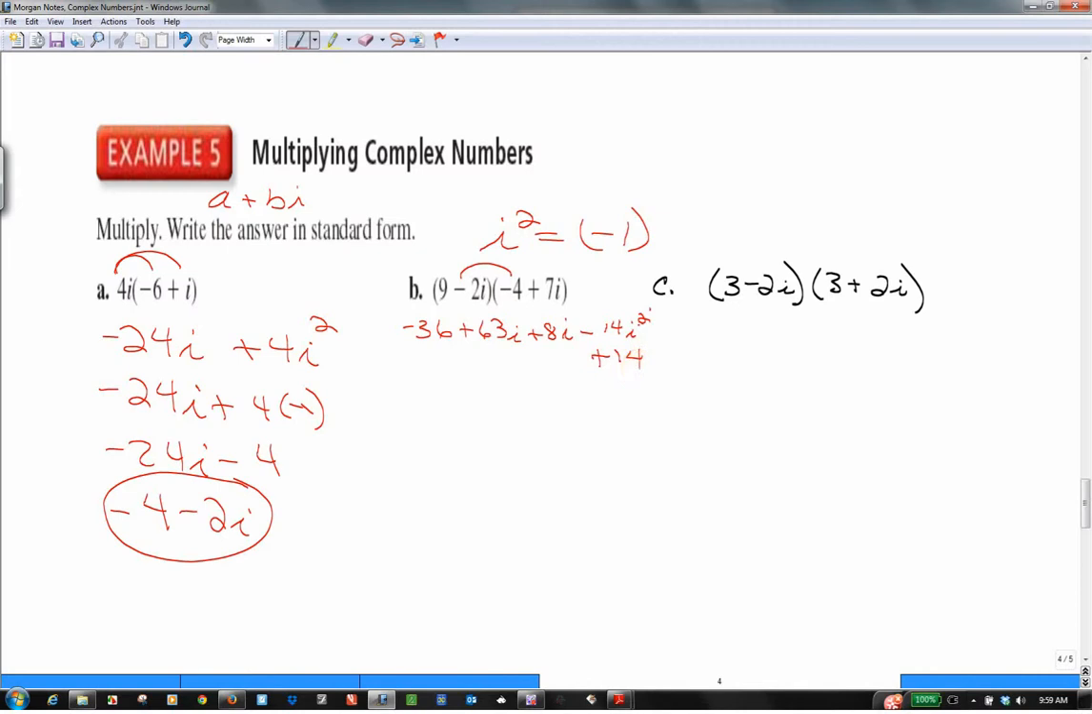So let's rewrite it. A negative 36 plus 63i plus 8i, plus 14. And now my i's will combine and my real number portions will combine. So a negative 36 plus 14, that's going to be a negative 22. And I have 63 plus 8 would be plus 71i.